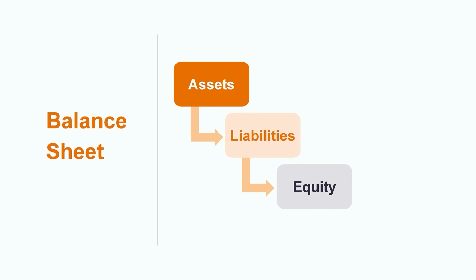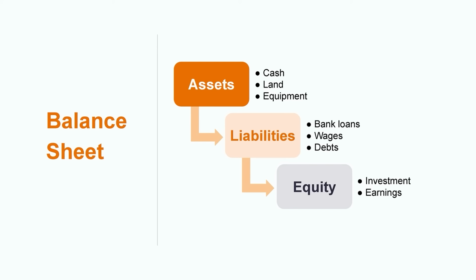You can think of the balance sheet as a snapshot of a moment in time that gives us an overview of an organization's financial health, broken down into assets, liabilities, and owner's equity. Assets are the resources the organization owns, such as cash, land, and equipment. Liabilities are debts that the organization has taken on, such as bank loans, wages owed to employees, or debts owed to suppliers. The last category is owner's equity, which is the value that remains with the owners, including investment that comes into the company and the earnings generated over time.